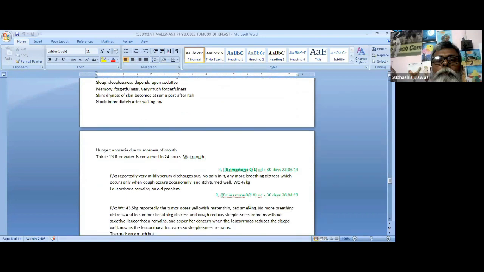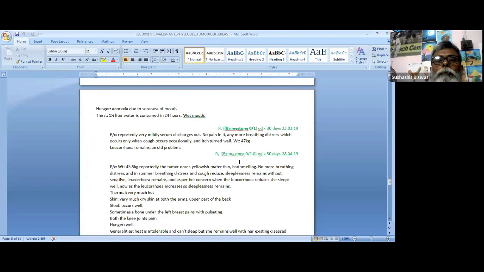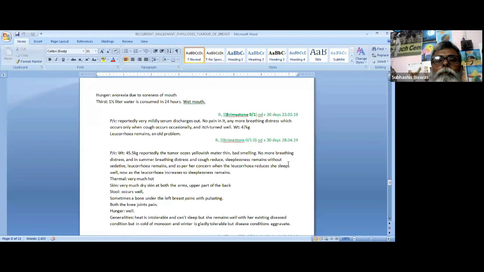I have given Brimstone for 30 days. Very mildly, serum discharges out, no pain in it. No more breathing distress, which occurs only when cough occurs sufficiently. The weight she gains is 47 kg. The medicine was Brimstone 0/1, that is placebo, you clearly see.